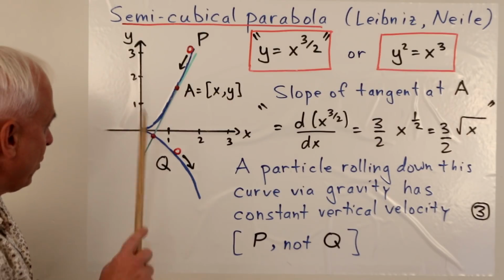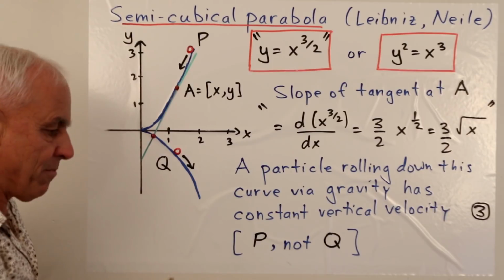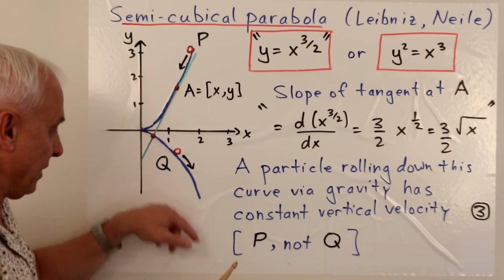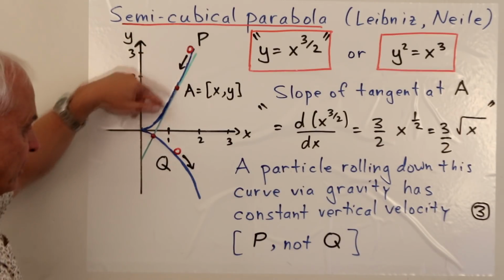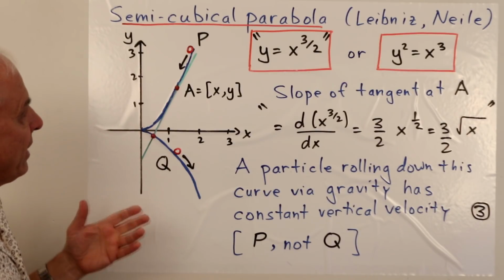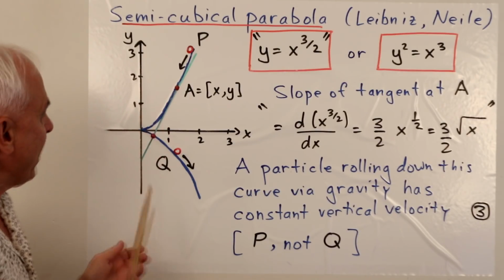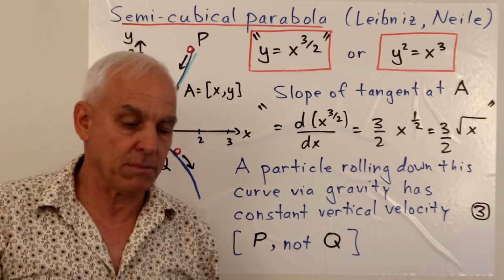Okay. Now, notably, that's for this particle here. If you looked at rolling down this part of it, that would be different. It would get going faster and faster, but in this direction, it has constant vertical velocity. So it's quite interesting, and it's a cubic equation that has an interesting singularity, a cusp singularity. So it's actually quite a pleasant curve.